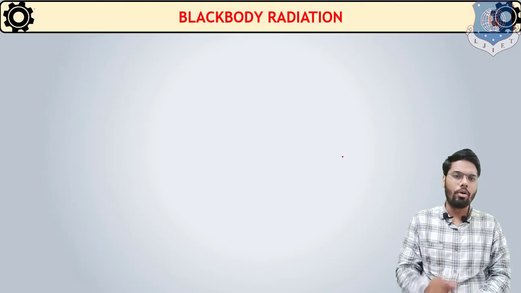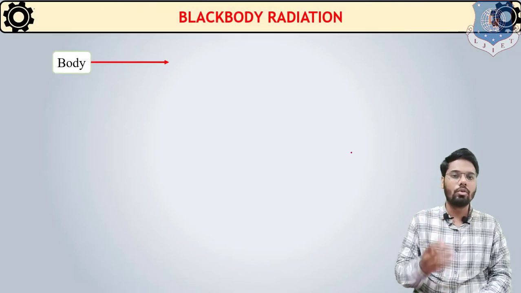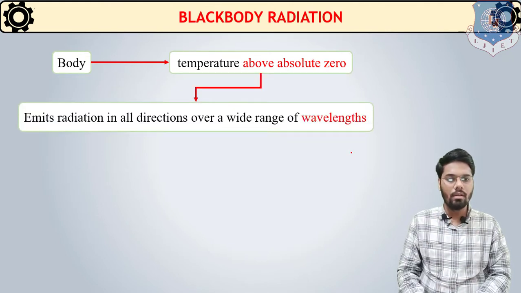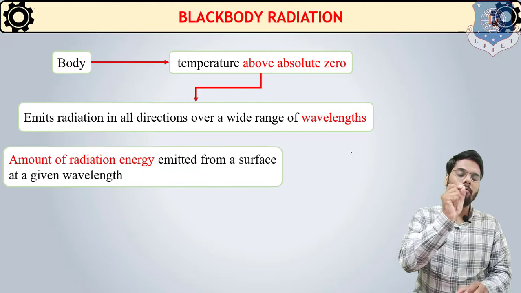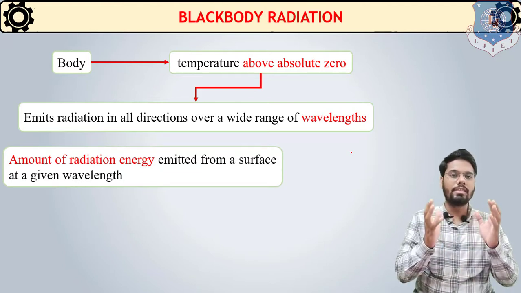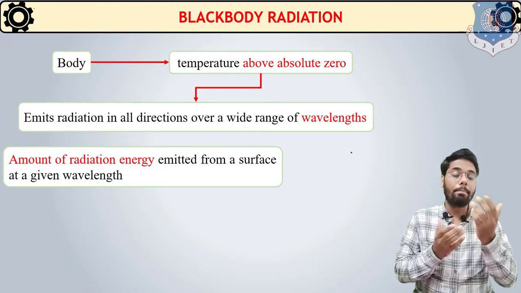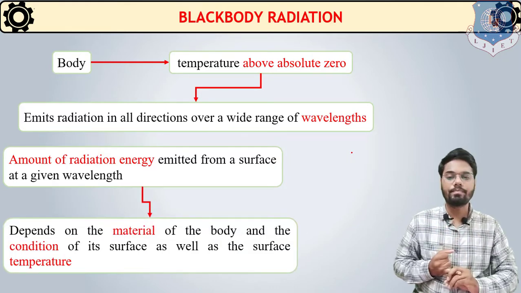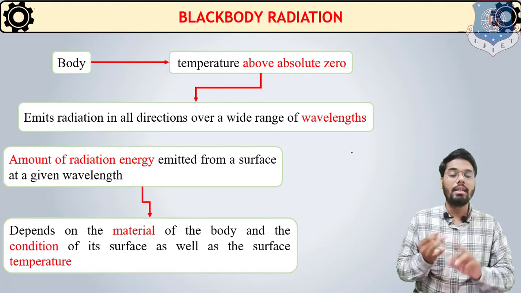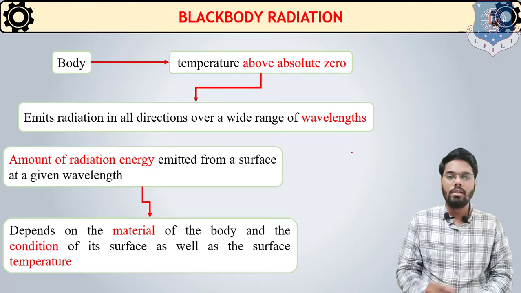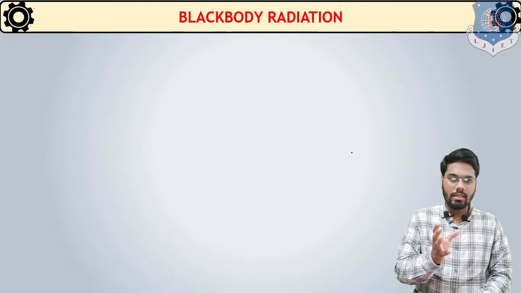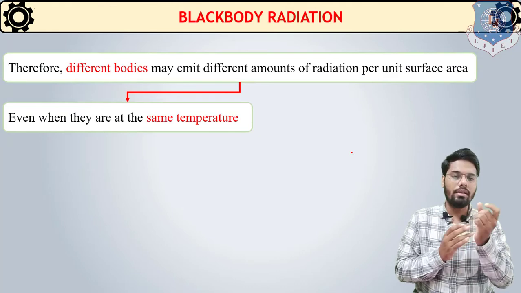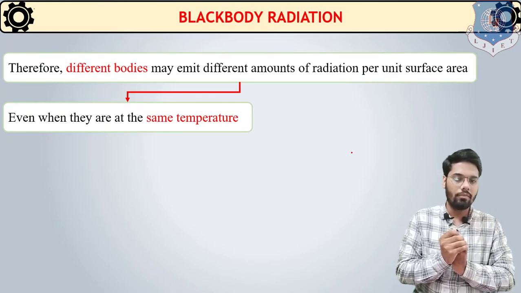We know that a body whose temperature is above absolute zero emits electromagnetic waves in all directions. Now the question is the amount of radiation energy emitted from a surface at a given wavelength. It depends on different parameters, like the material of the body, the surface condition of the body and the surface temperature. So at the same temperature, different bodies may emit different amounts of energy of electromagnetic wave.